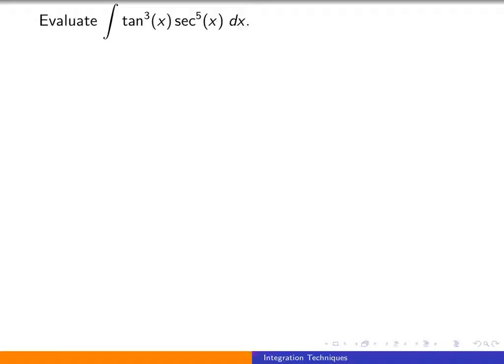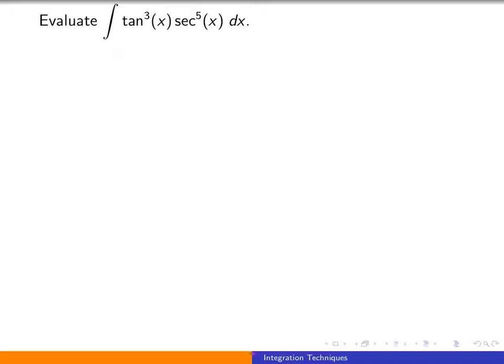In this example, we will anti-differentiate the function tangent cubed multiplied by secant to the fifth. Looking at the form of this integrand, tangent to a power, secant to a power. Because the power of tangent is odd, a 3, what we will do is use the power reduction technique that is outlined in step 2 of the guidelines for evaluating integrals of this form.